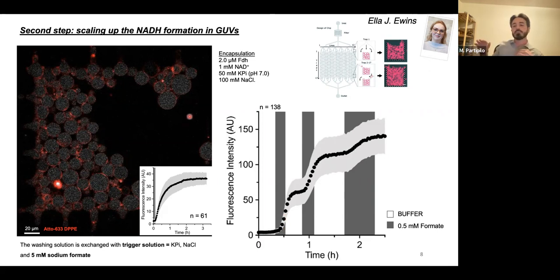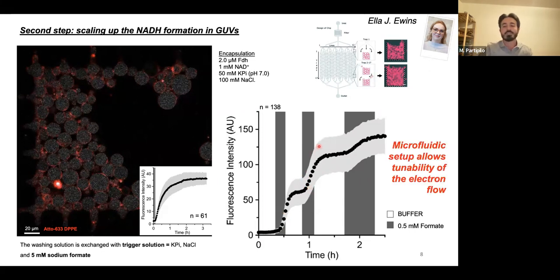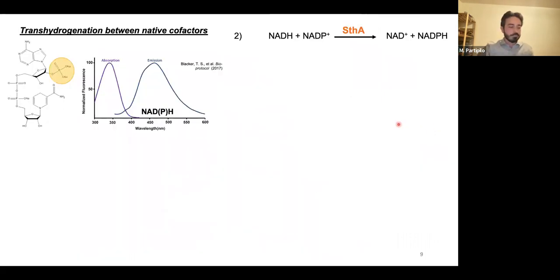And of course, what we could do then was to play around and switch with different cycles of solution with the buffer and solution without the buffer. And of course, this gives you an idea also of how having bigger vesicles that can be trapped in this microfluidic device can give you an extra level of control in terms of tuning the electron flow inside the lumen of our vesicles. Okay, let's go back to the pathway.